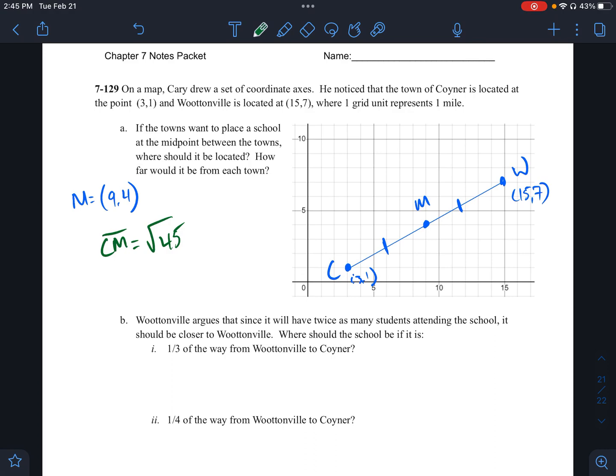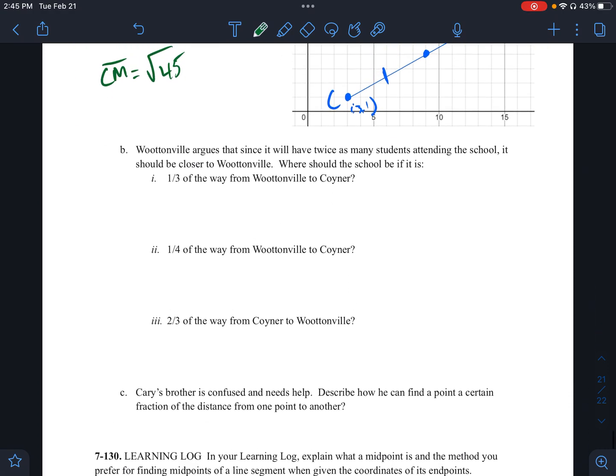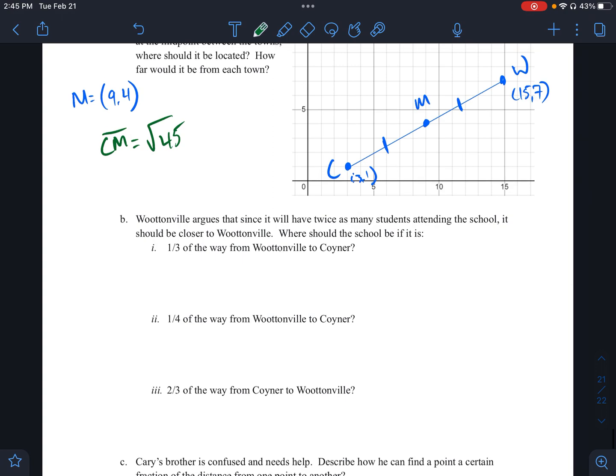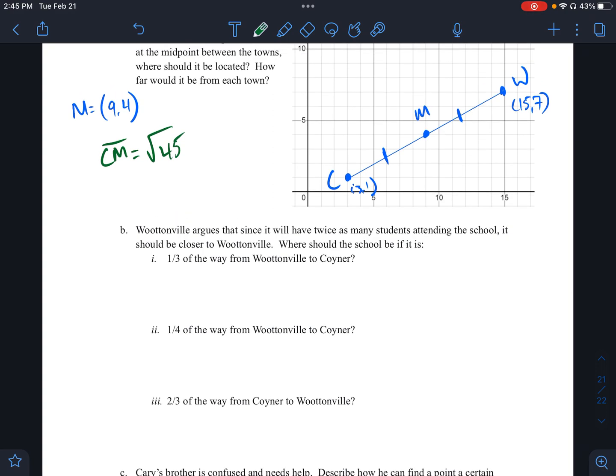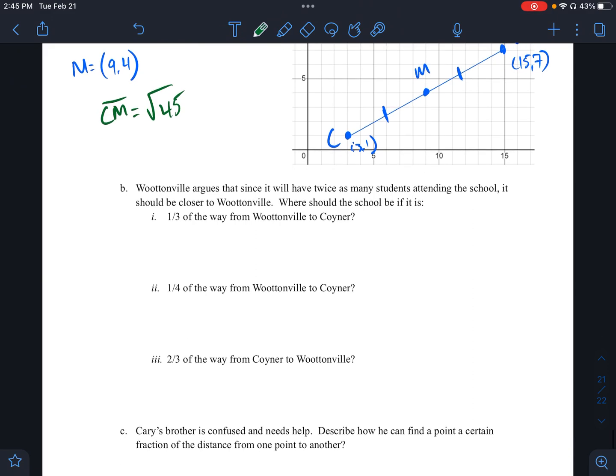Okay? Then as we look at letter B, okay, it says Woodinville argues that since it has twice as many students attending, it should be closer to Woodinville. Where should the school be if it was 1/3 of the way from Woodinville to Coiner? Okay, these start to get a little bit more difficult. We'll spend some time on Friday going through this. So I'm just going to rapid fire through these answers.